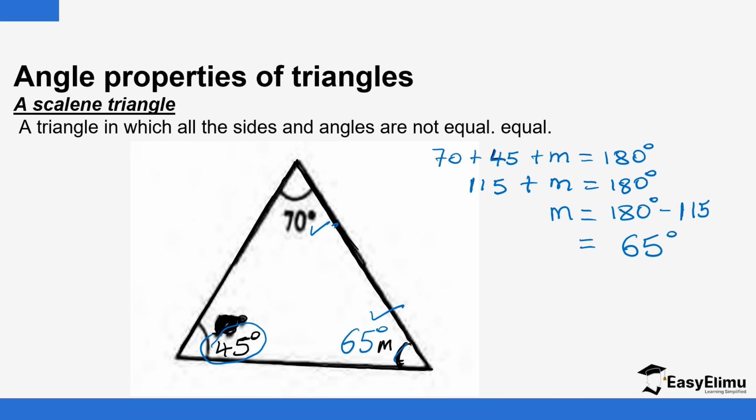So you say a triangle in which all the sides and angles are not equal, they must be different. They're not equal, they're different. So such a triangle is the one we are calling a scalene triangle. This is 45, the other one is 65, and this one is 70. See, so that is what we are calling scalene.